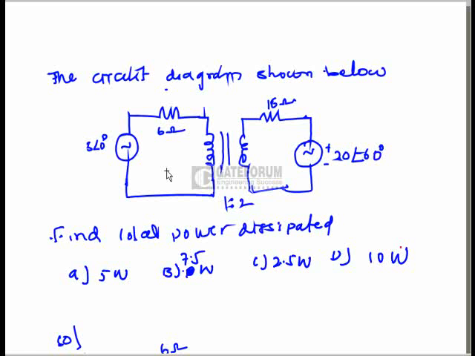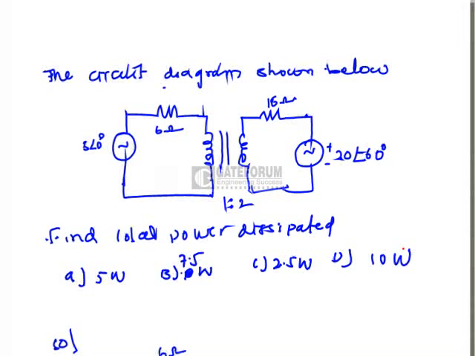The circuit diagram is shown below. This is a transformer circuit consisting of network elements. Now he is asking to find the total power dissipated. Here the total power dissipated is nothing but the total power generation in the network. Now we can solve the total power generation. First we will convert the transformer secondary elements to primary, then we can solve the total power generation.